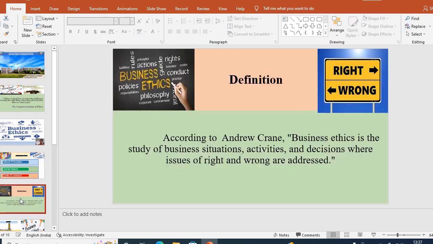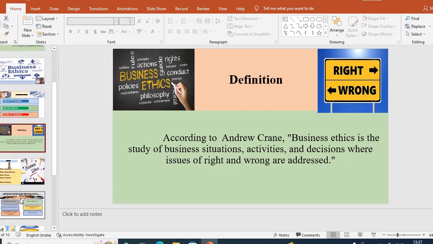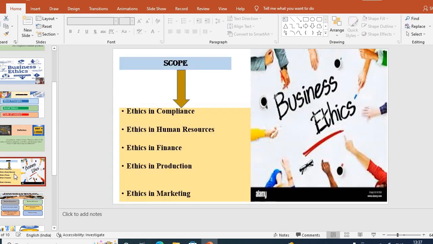Definition of business ethics. According to Andrew Crane, business ethics is the study of business situations, activities, and decisions where the issues of right and wrong are addressed. Business ethics mainly focuses on ethics in compliance, which implies that it plays an efficient role in conducting business activities in line with legal rules and regulations.